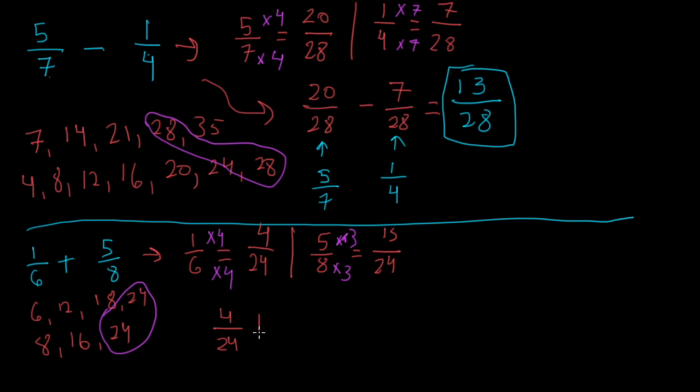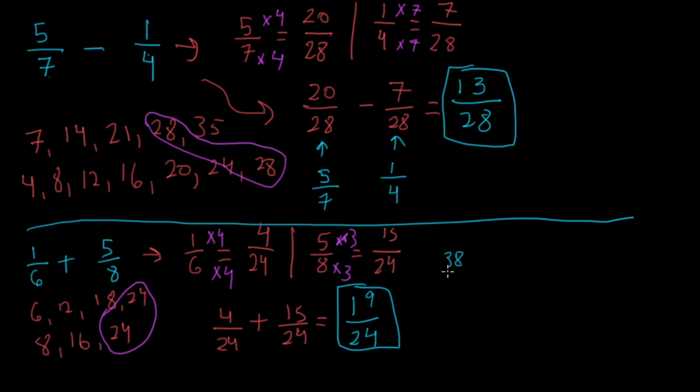Our new problem is 4/24 plus 15/24. And that gives us 19/24. That's our answer, okay? If you had done it with 48 as your denominator, you would have gotten basically things that are unnecessarily big, right?